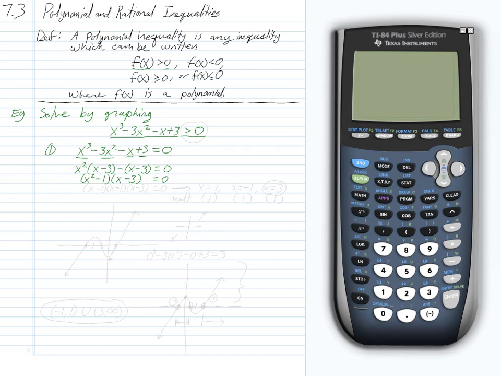I can go one step further. This piece is a difference of squares, so I can factor it as x minus 1, x plus 1, x minus 3. So I see that my zeros are x equals 1, x equals negative 1, and x equals 3. And each of those has a multiplicity of 1.